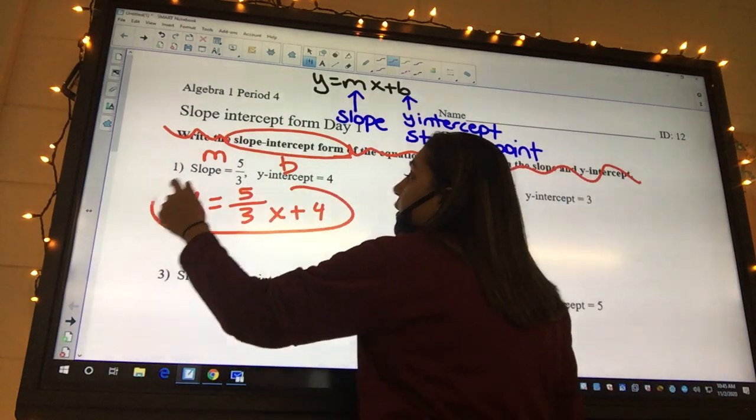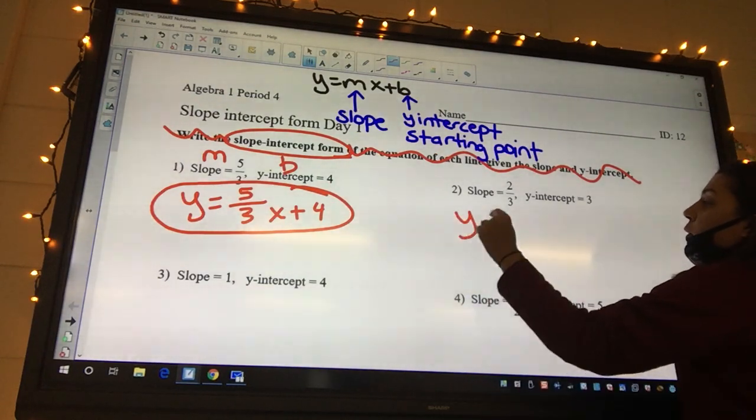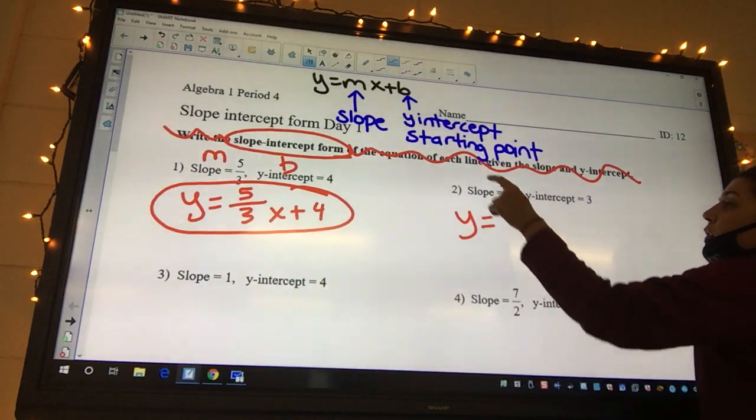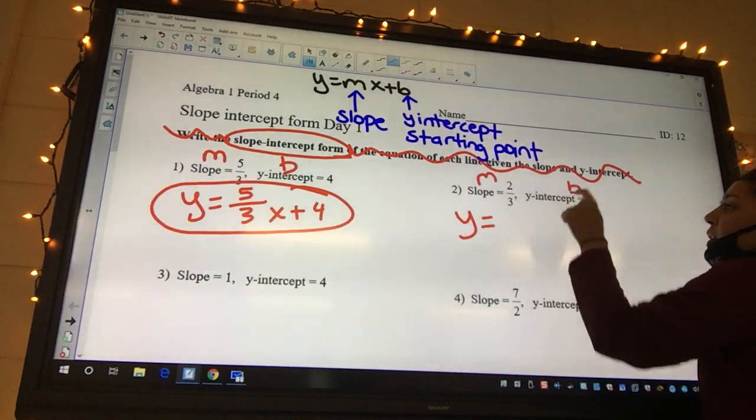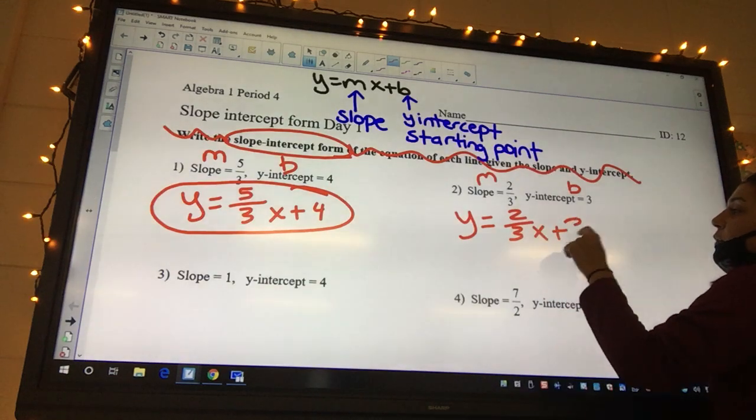And this is it. I already solved it. So if we look at 2, we have y equals 2/3. This is m and this is b. So 2/3 x plus 3.